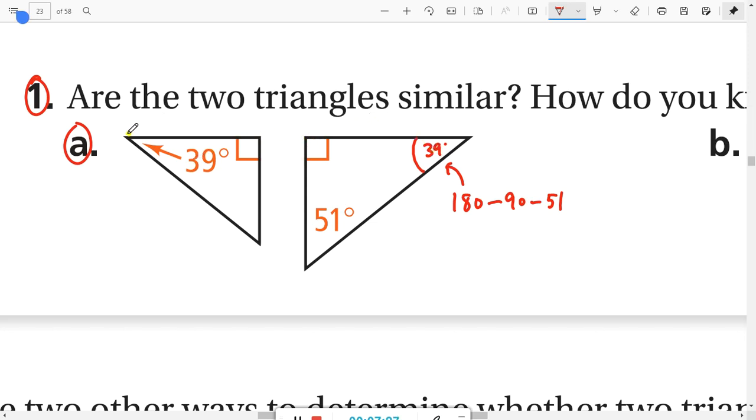Okay, they did not give us the vertices. They didn't give us letters for the vertices or the points. So we can't really make the statement, but we can say they are similar by AA. That's angle, angle.